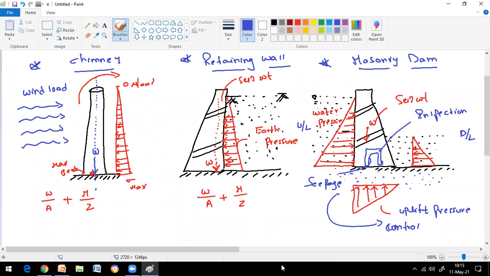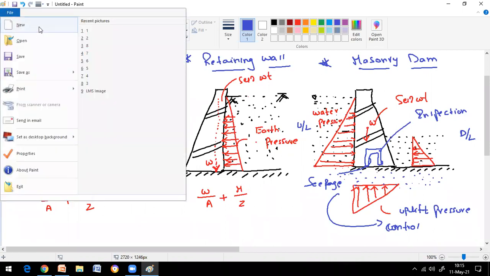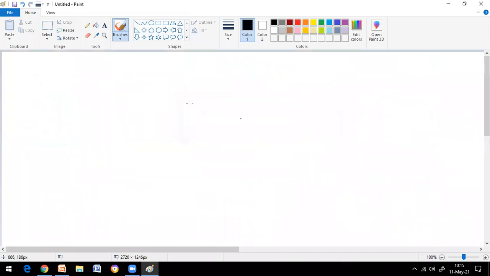Any doubts till now? Guys, any doubts? Does everyone understand what direct and bending stresses are, and their applications? What is a chimney, what is a retaining wall, and what is a masonry dam? Clear? Then now we will move on to wind pressure on chimneys first. So let's keep the heading: wind pressure on chimneys.